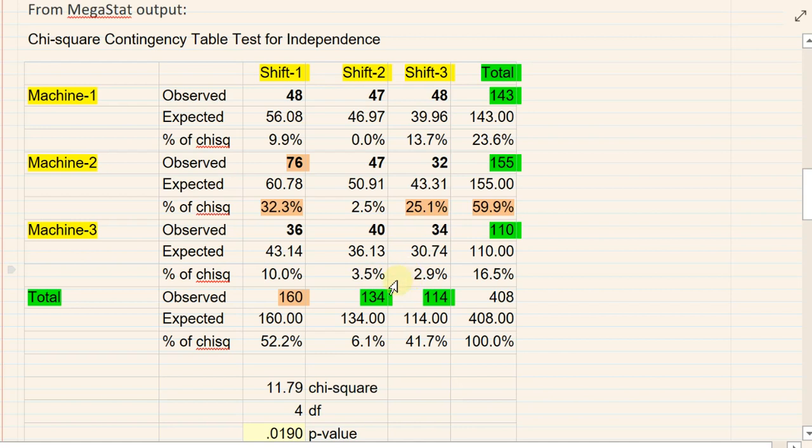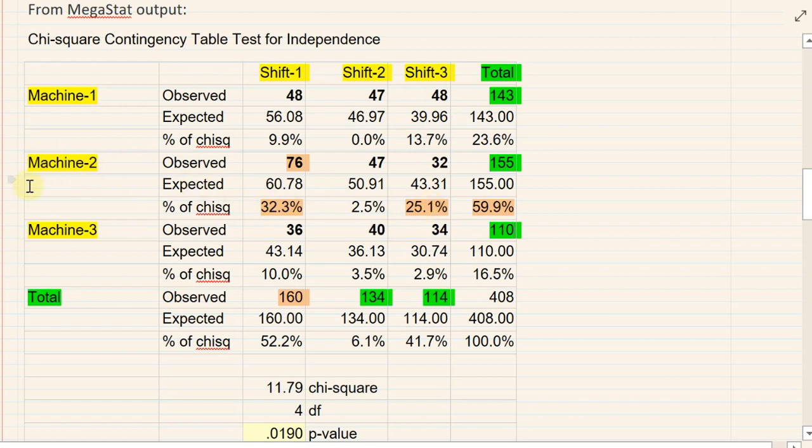Now, looking at the greatest percentage here, it is 32.3%. Now, what is this percent of chi-square? 32.3% of the overall chi-square statistic that was calculated is due to machine 2 during shift 1. The next highest is 25.1%, coming out of machine 2 during shift 3.